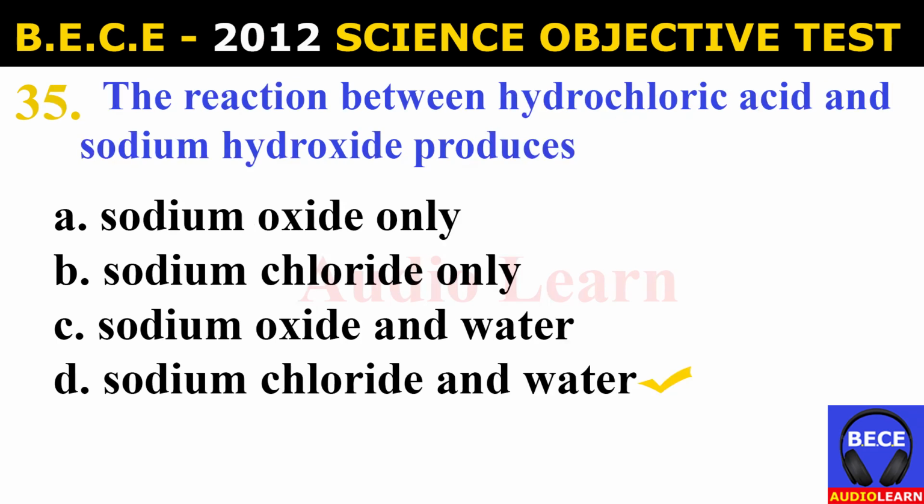Number 35. The reaction between hydrochloric acid and sodium hydroxide produces A. Sodium oxide only. B. Sodium chloride only. C. Sodium oxide and water. D. Sodium chloride and water. And the answer is D. Sodium chloride and water. The reaction between hydrochloric acid and sodium hydroxide produces sodium chloride and water.